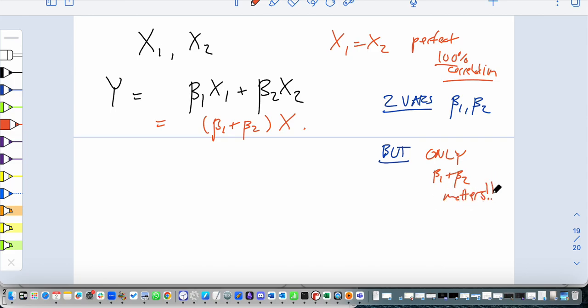So this is kind of an overdetermined system. There's multiple ways you can have the same solution. If beta 1 equals 2 and beta 2 equals 3, that's the same thing as beta 1 equals 1 and beta 2 equals 4. So they sum to 5, it's going to be the same model no matter what.